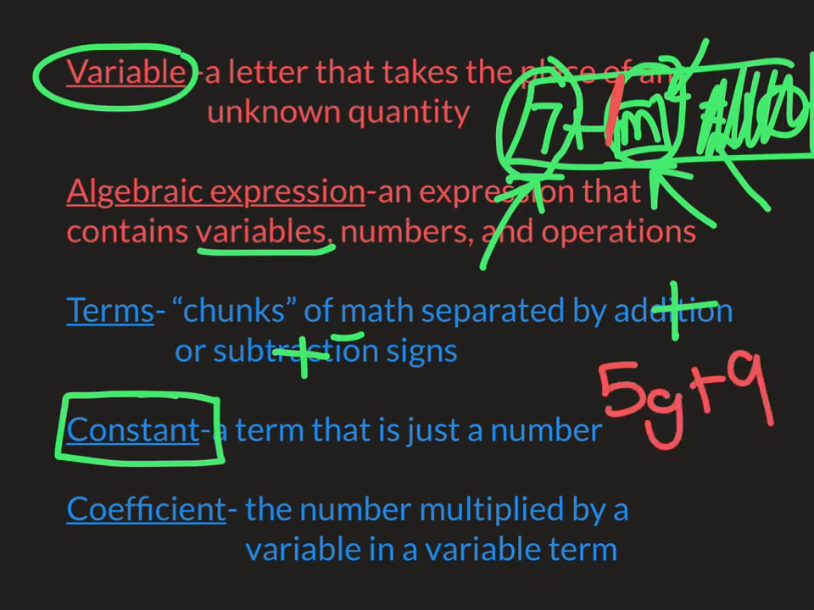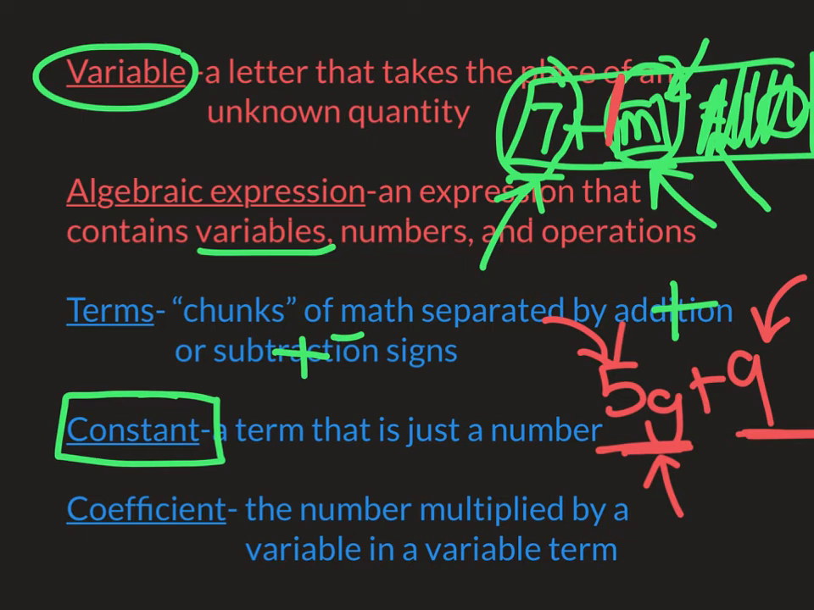If I were to write 5g plus 9, let's talk about that. It's an algebraic expression because it has a letter. That's your variable, so that g is the variable. It has two terms. 5g is a term and 9 is a term because they're separated with an addition. That 9 is what we consider a constant. It's always worth 9. And this is a variable term of which the 5 is the coefficient. That's how many g's you have. Basically, if I wrote this all out, you'd have a g plus a g plus a g plus a g plus a g plus a 9.